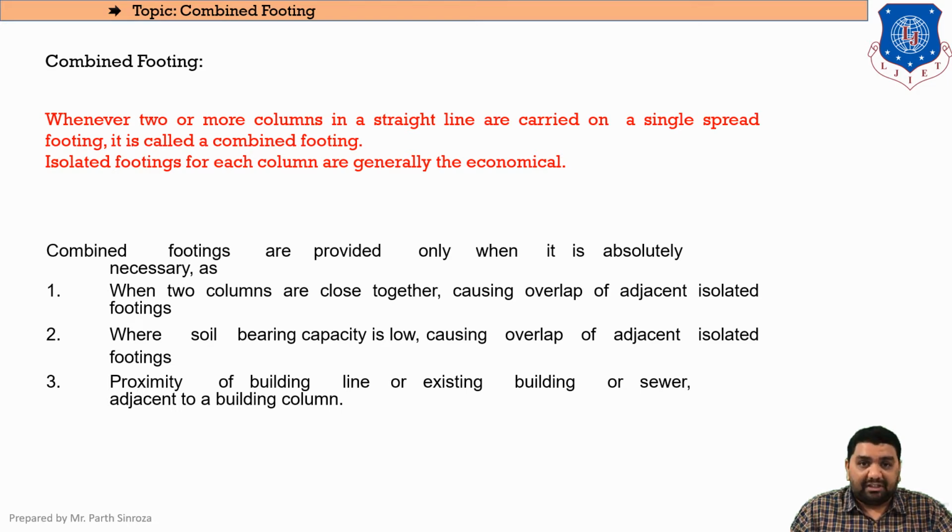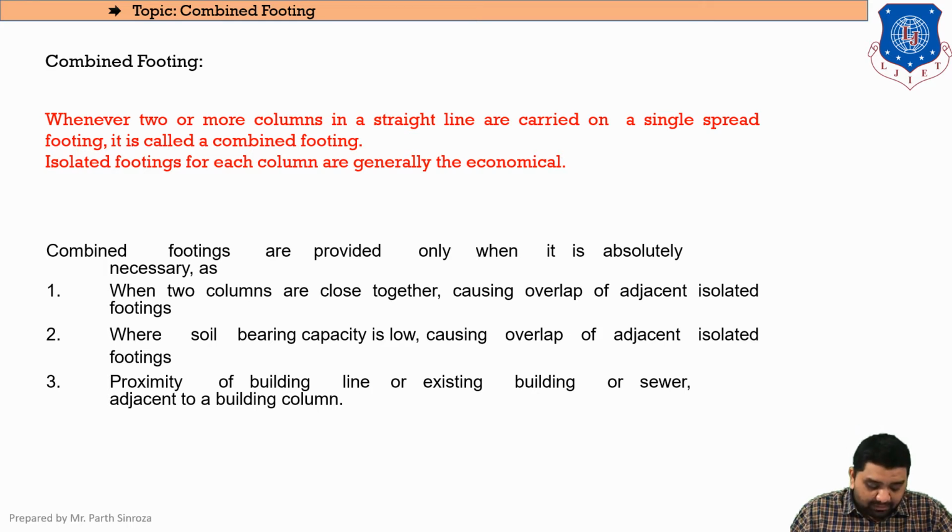So combined footings are provided only when it is absolutely necessary. These are the conditions when the combined footing is being provided. The first condition is when two columns are close together, causing an overlap of the adjacent isolated footings, so it generates a common pressure bulb. So to overcome the difficulties in the soil bearing capacity of the structure, we provide a combined footing. The second condition is where soil bearing capacity is low and again causes the overlap of the adjacent isolated footings; in that case also we will be providing a combined footing.